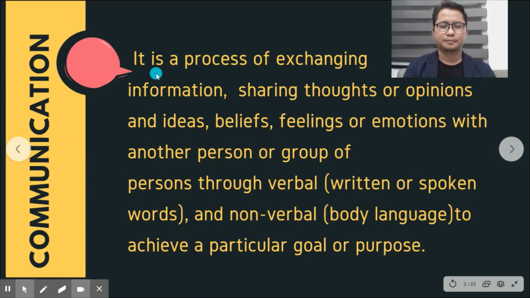Communication is very vital to our daily lives. Vital means important. Why? Simply because we cannot live without communicating. Communication is a process of exchanging information, sharing thoughts or opinions and ideas, beliefs, feelings, or emotions with another person or a group of persons through verbal and non-verbal language to achieve a particular goal or purpose.